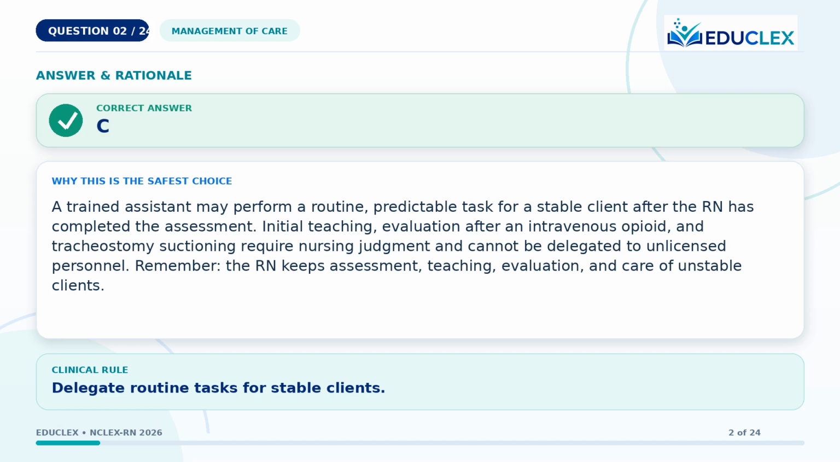The correct answer is C. A trained assistant may perform a routine, predictable task for a stable client after the RN has completed the assessment. Initial teaching, evaluation after an intravenous opioid, and tracheostomy suctioning require nursing judgment and cannot be delegated to unlicensed personnel. Remember, the RN keeps assessment, teaching, evaluation, and care of unstable clients.